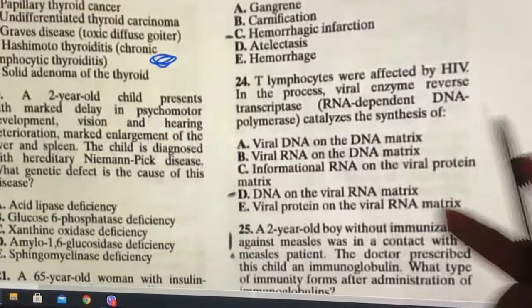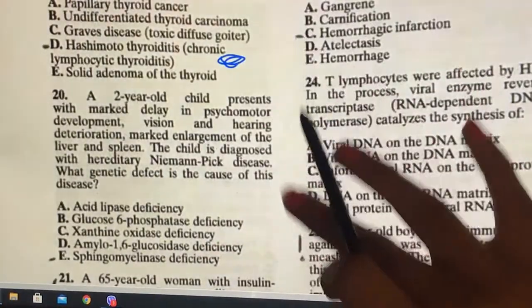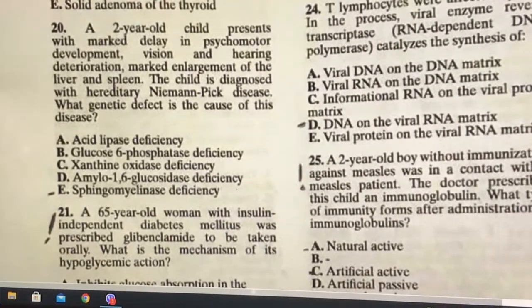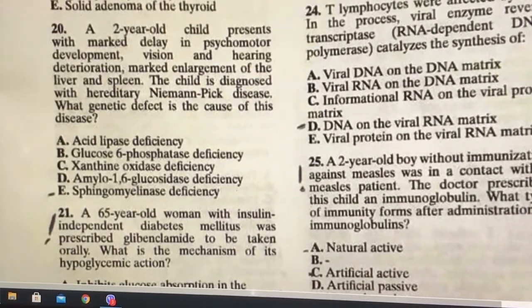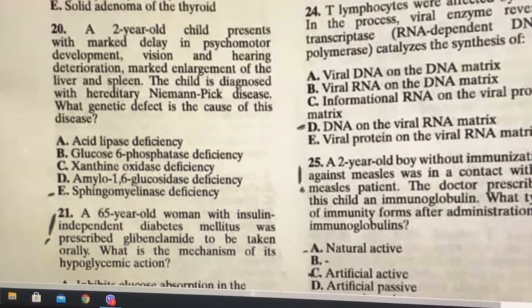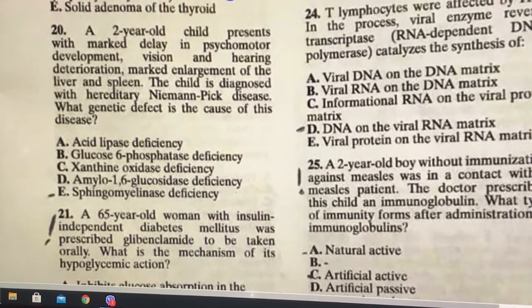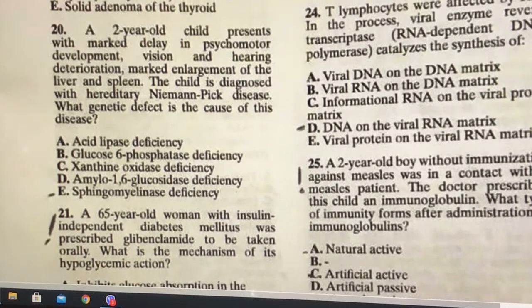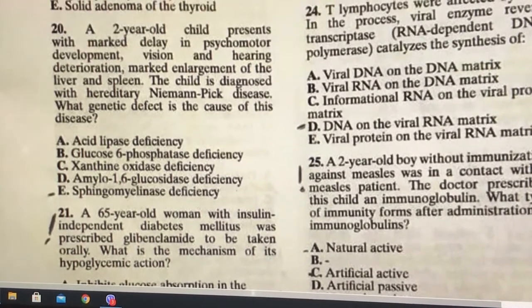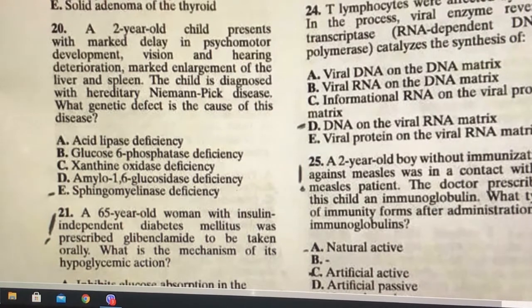Question number 20. A 2-year-old child presents with marked delay in psychomotor development, vision and hearing deterioration, and marked enlargement of the liver and spleen. The child is diagnosed with hereditary Niemann-Pick disease. What genetic defect is the cause of this disease?